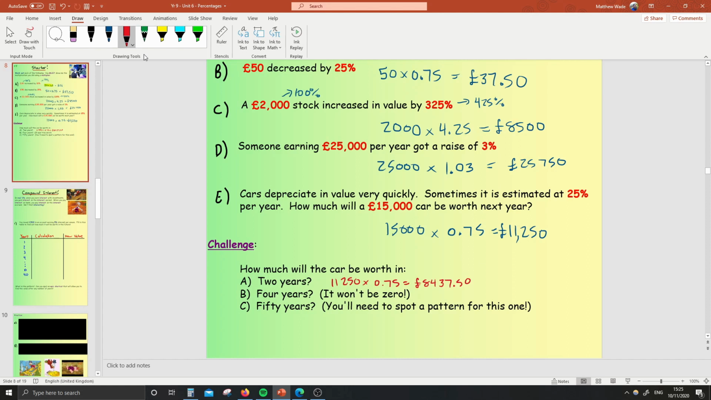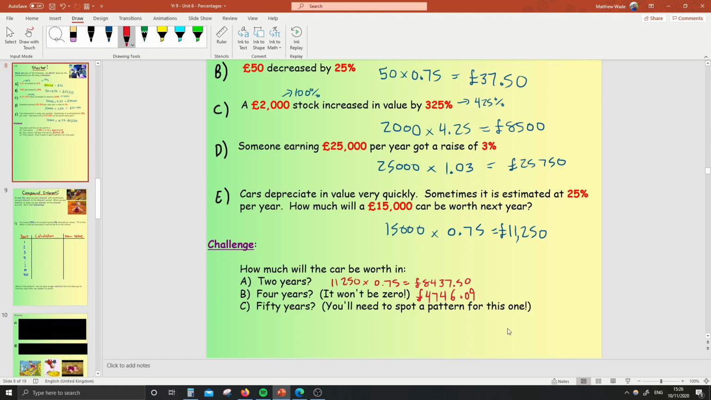Well, buddies, what are we going to do? What we'd have to do, I'm just going to tell you in the calculator, you can times by 0.75 again. That means in the third year, it's now worth 6,328. Then times by 0.75 again. And that means that in this year, it's worth 4,746 pounds and 9 pence. Cool? Now 50 years. I wonder if anybody got it.